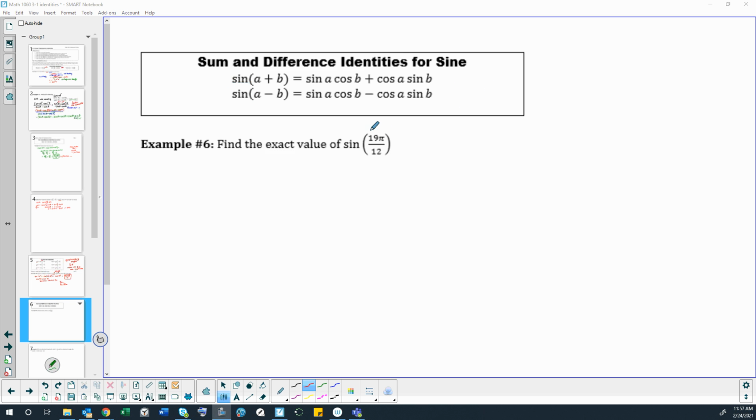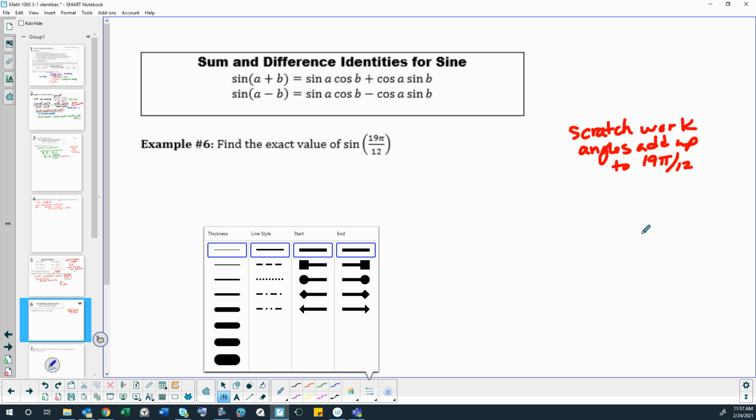So let's go ahead and look at this. Ooh, radians. This is more of a challenge to figure out angles we know that would make 19 pi 12. So let's do a little scratch work over here for a second. I'm going to call it my scratch work, my thinking. We're looking for angles that add up or subtract to 19 pi 12ths. So obviously we want to use angles that we already know the exact values of.